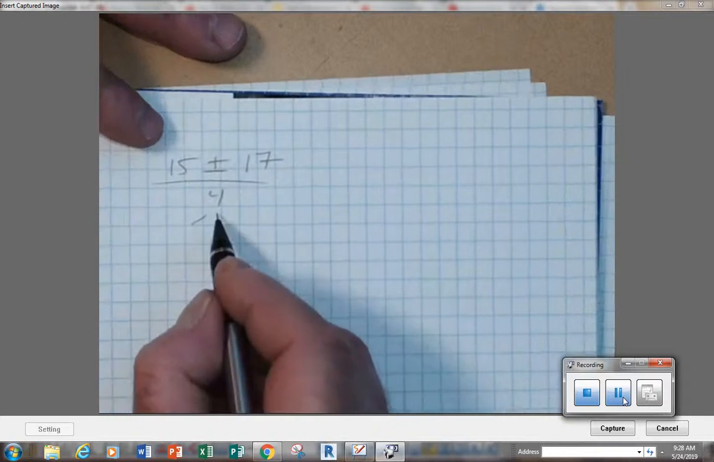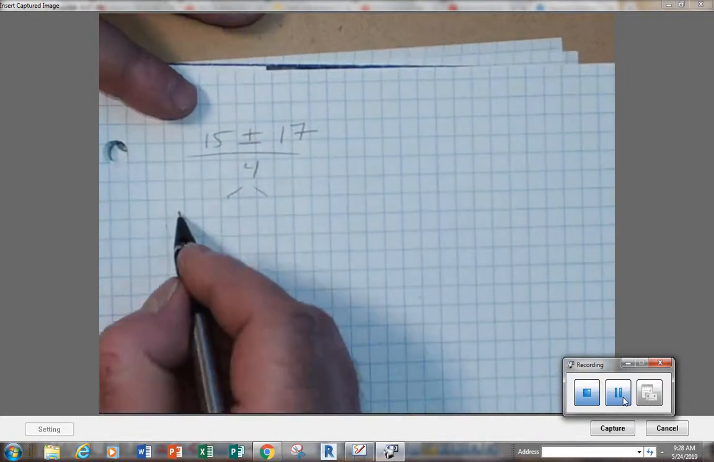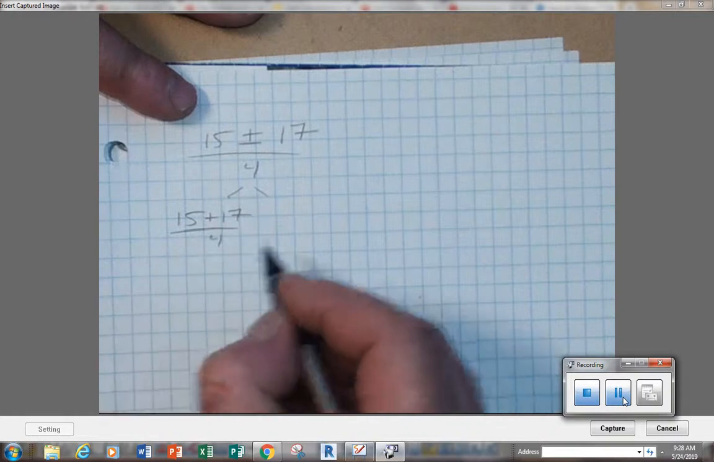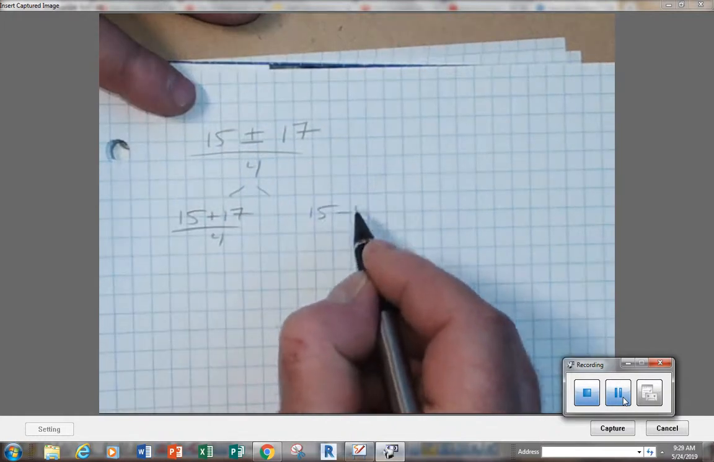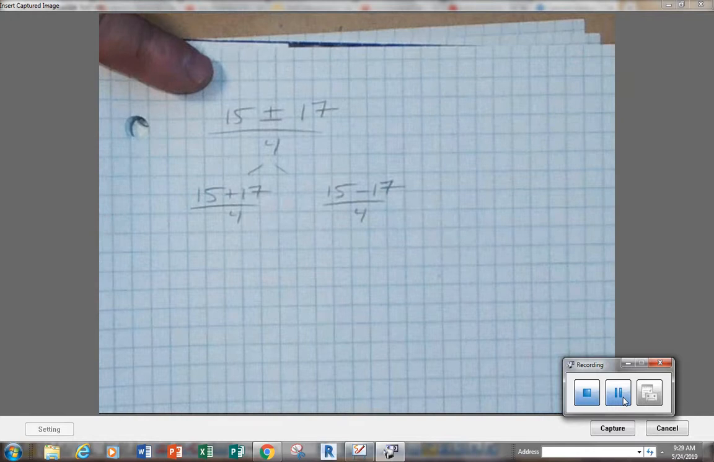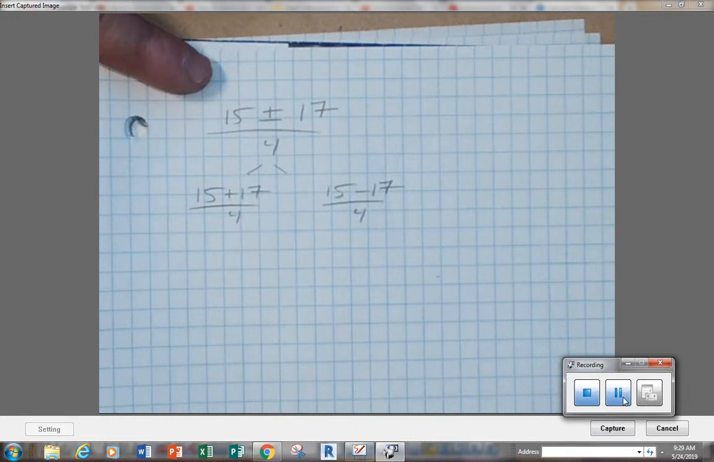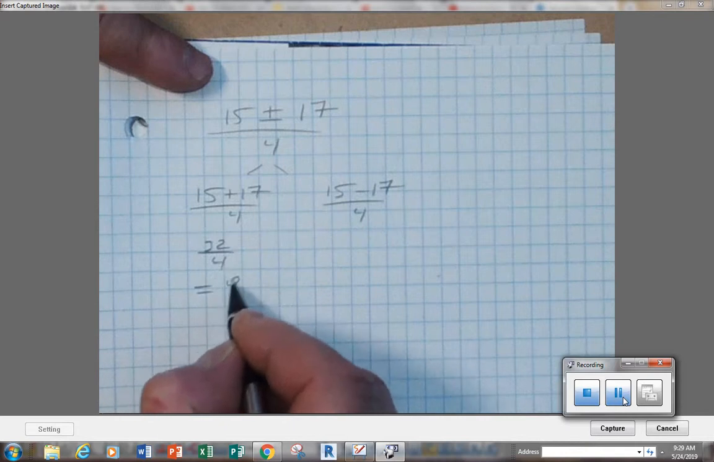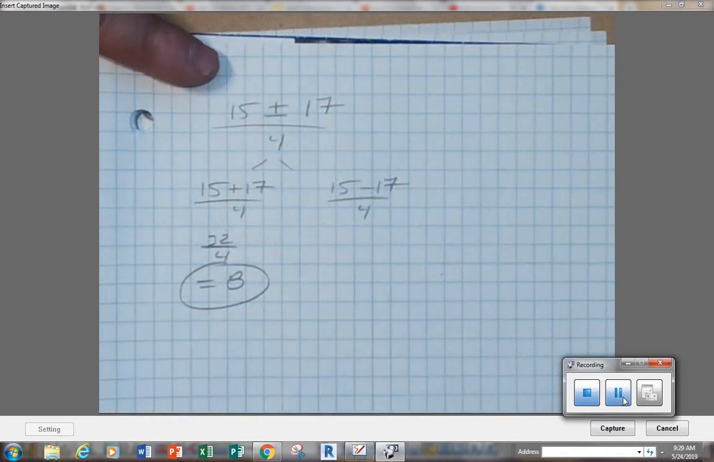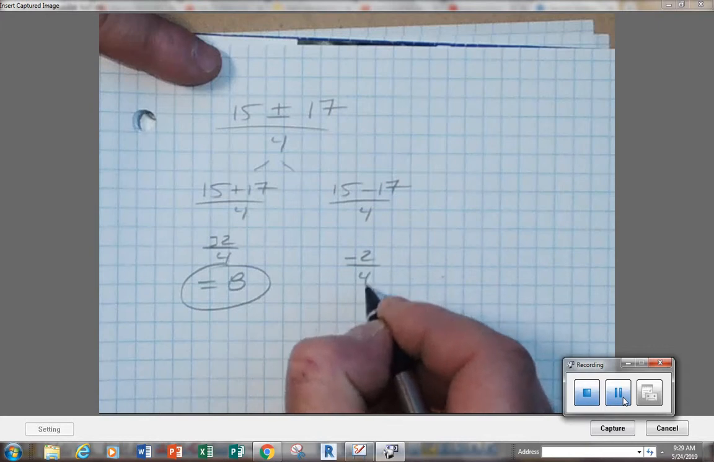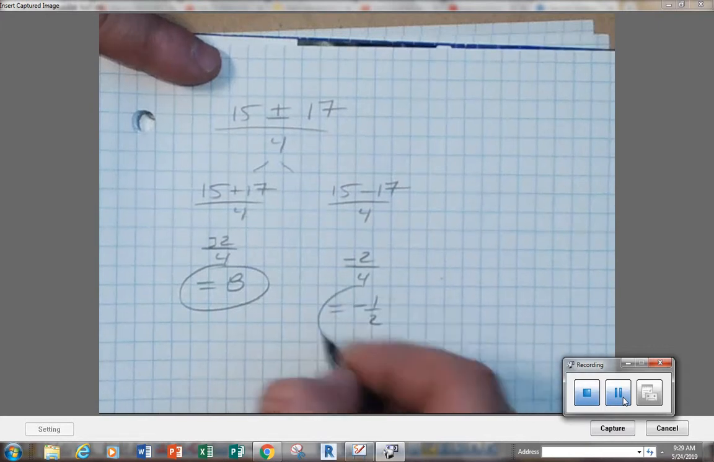That breaks down to my two answers. One answer is 15 plus 17 divided by 4. The other answer for x is 15 minus 17 divided by 4. That gives me 32 divided by 4, so one answer, or one root, is 8. It would touch at 8 on the x-axis. The other gives me negative 2/4, which is negative 1/2.